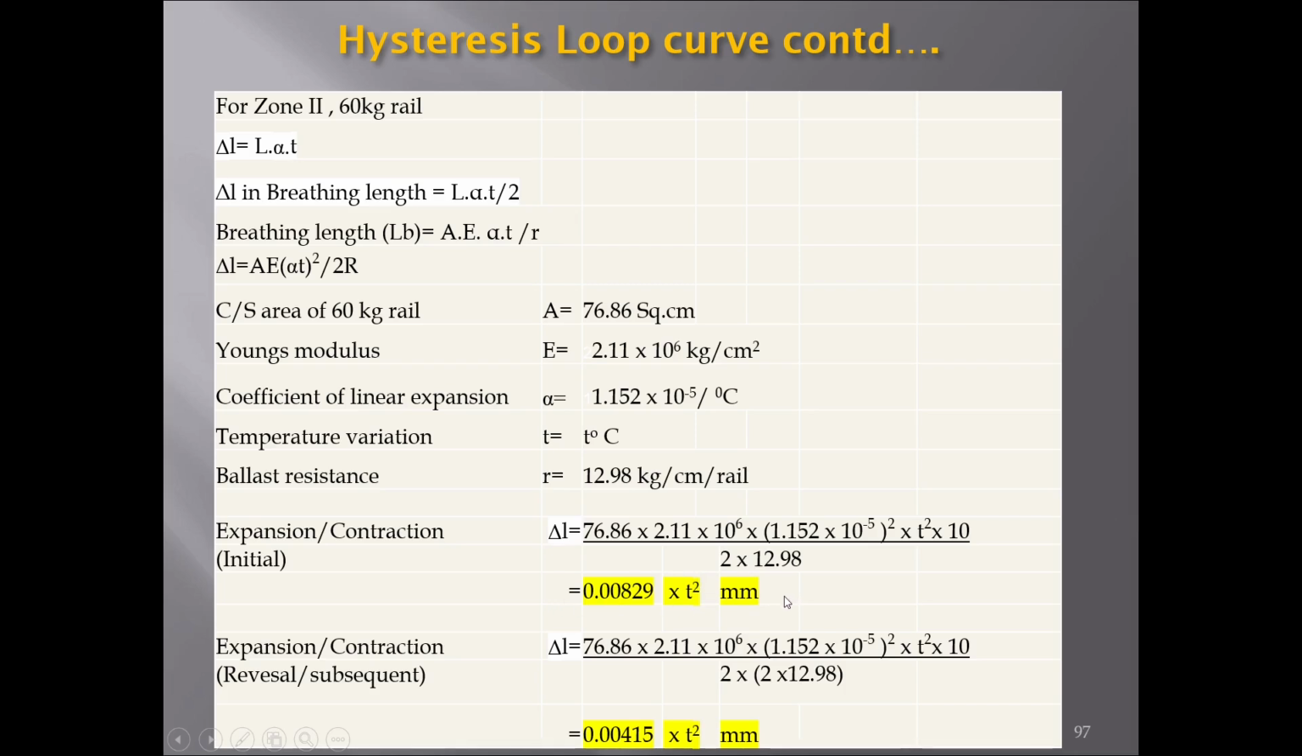This is the basic formula. And subsequently the modified formula, giving double the resistance, will be divided by 2 actually. Okay, this is 0.00415 into t squared by a. T squared, mm. These are the two values we got. With that we will be able to work it out for the different variations of temperature, how much the expansion and contraction is.